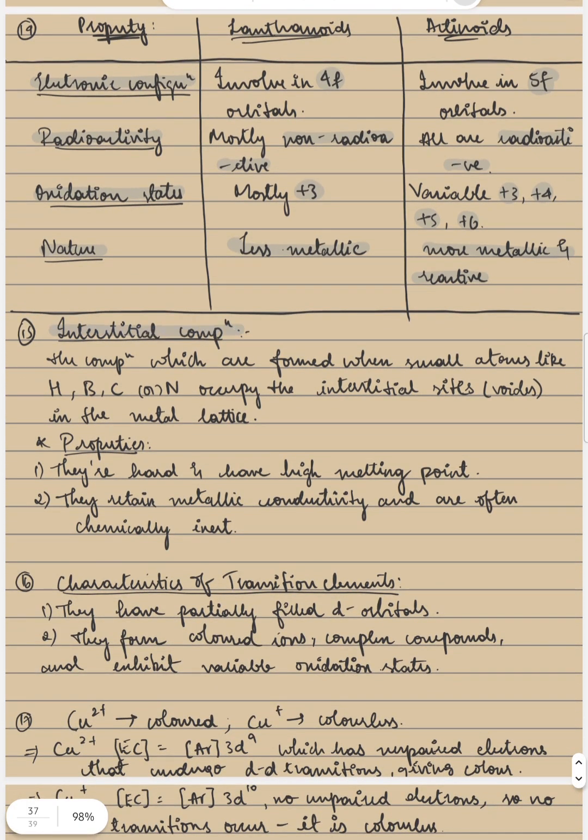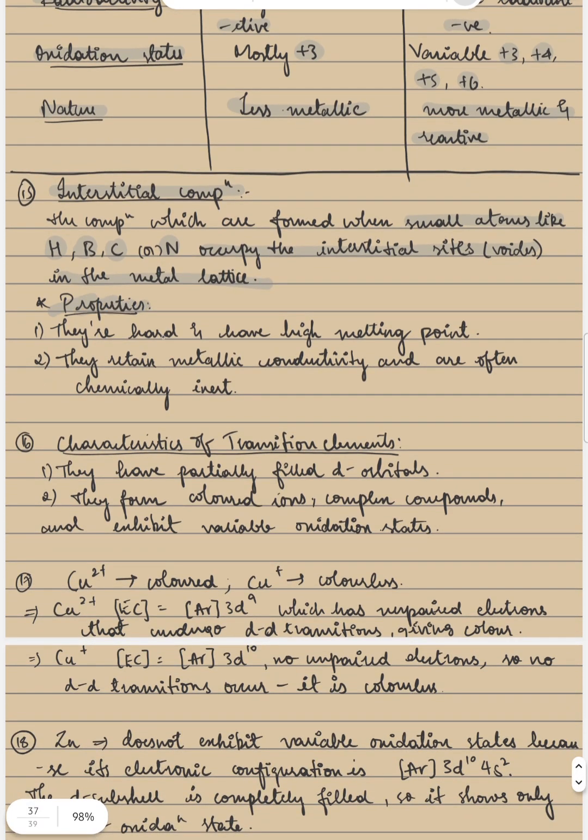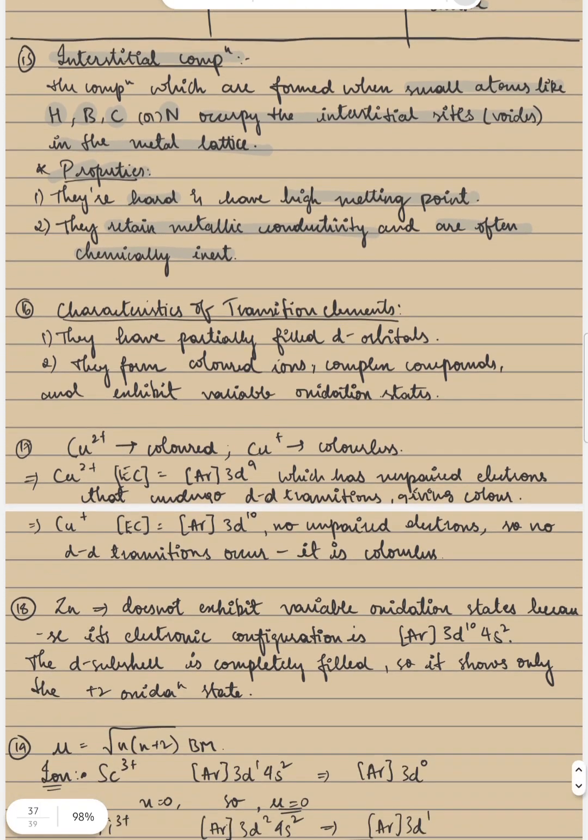Next is interstitial compounds, the compounds which are formed when small atoms like hydrogen, boron, carbon, nitrogen occupy the interstitial sites or voids in the metal lattice. The properties are: they are hard and have high melting point, they retain metallic conductivity, and are often chemically inert.